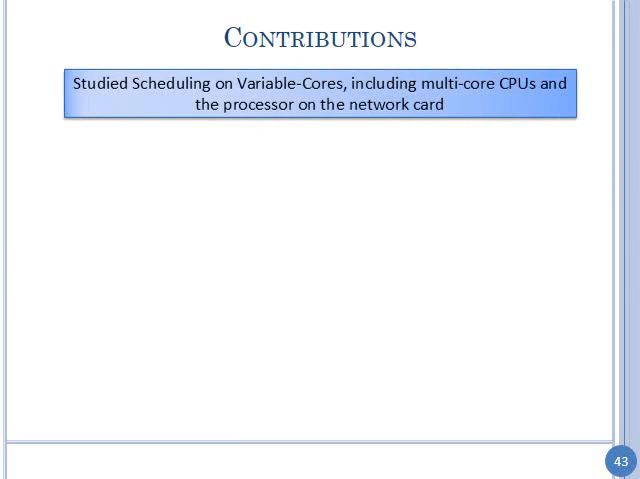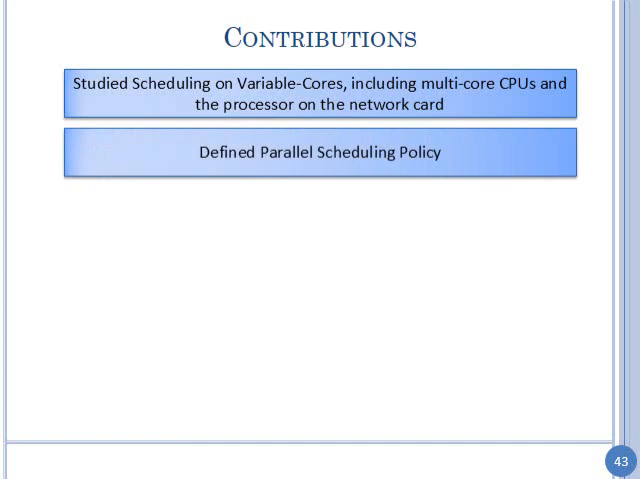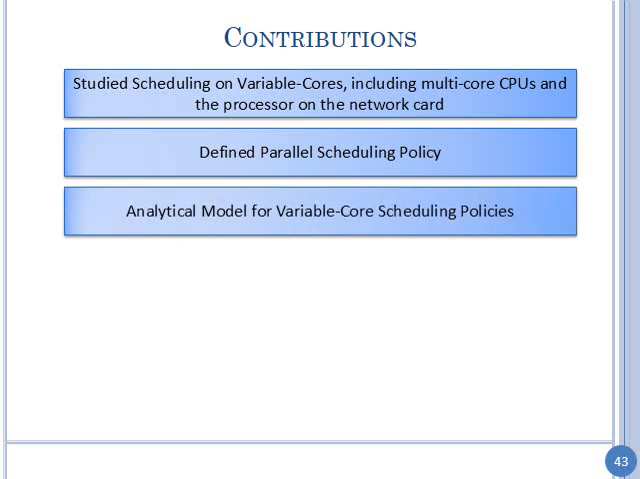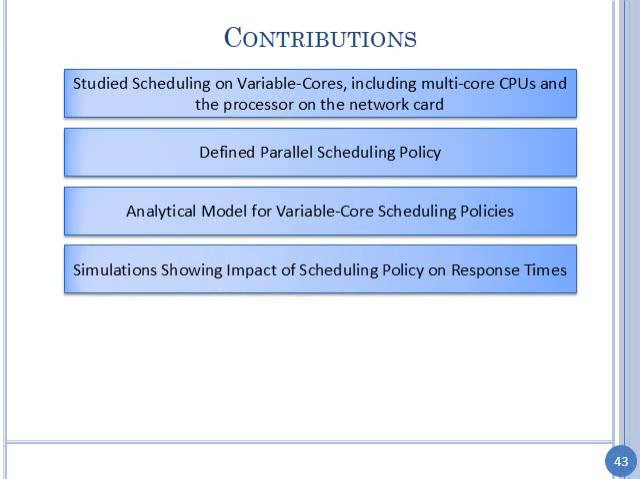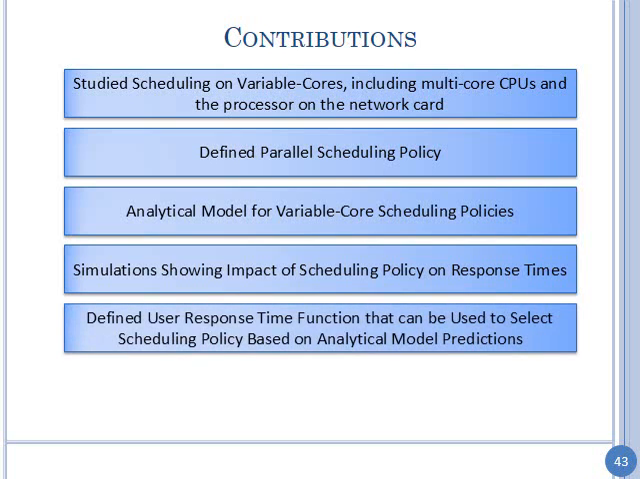So we've studied scheduling on variable cores, including multi-core CPUs and the processor on the network card. We defined a parallel scheduling policy. We have an analytical model for variable core scheduling policies. And we showed simulations that show that there are practical benefits to choosing the right policy in practical scenarios. And we defined a user response time function that can be used to actually select the policy that's going to best meet users' response time requirements.